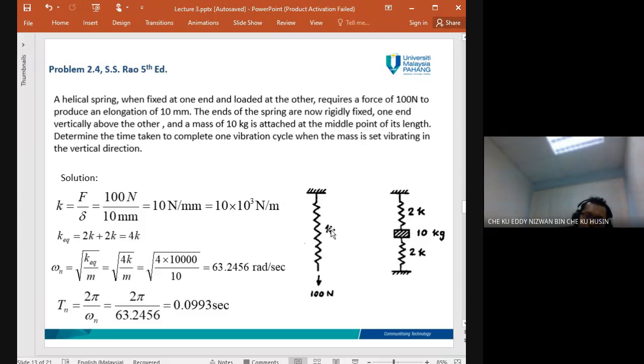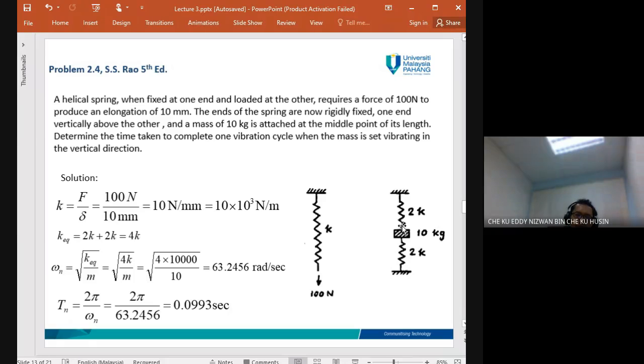Okay, so for this case, this is when the system will develop: a mass of 10 kg attached to springs with equivalent stiffness of 2K on both sides. For this case, we have to know the arrangement. The bottom and upper springs are both directly in contact with the mass.